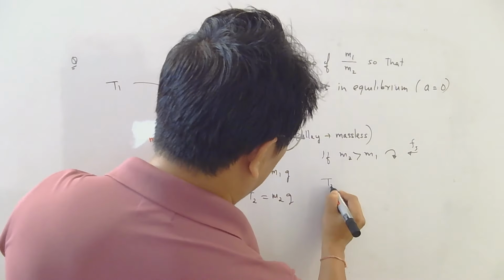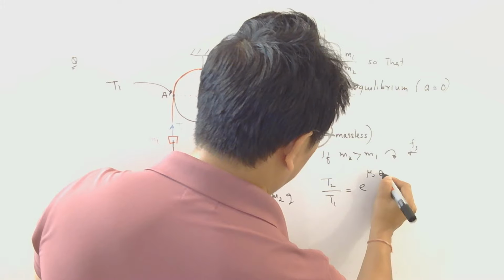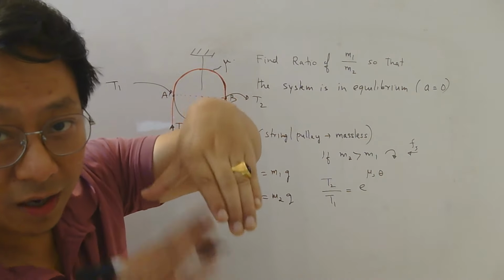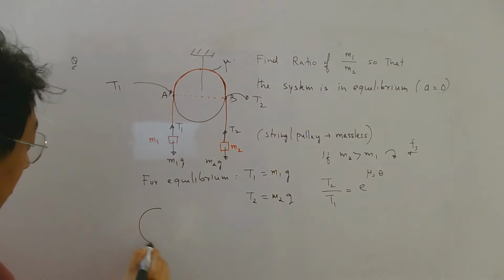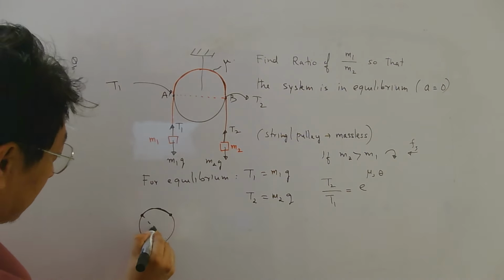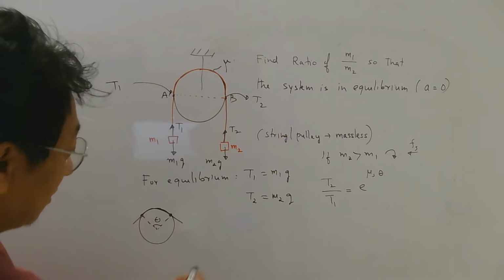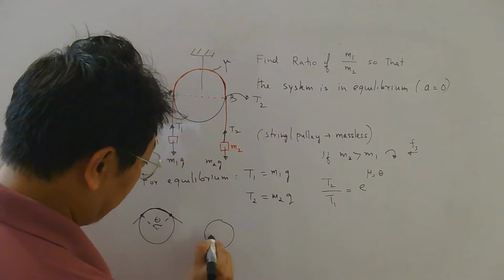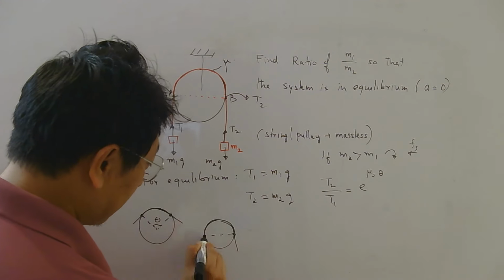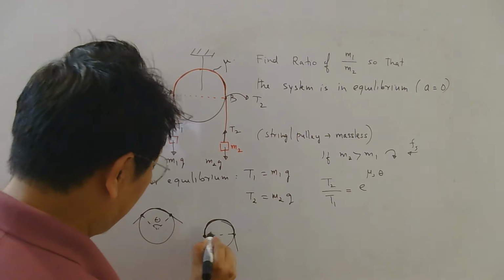Then what was the formula I told? T2 by T1 is equal to e power mu s into theta. Now theta is the angle of contact between the string and the pulley. So if this was your pulley and this part of the string was in contact, then this was your theta, I told, isn't it? This is the string. But if you look carefully at our diagram, the string is in contact this way. That means this angle is how much? 180 degrees, isn't it? From here to here.